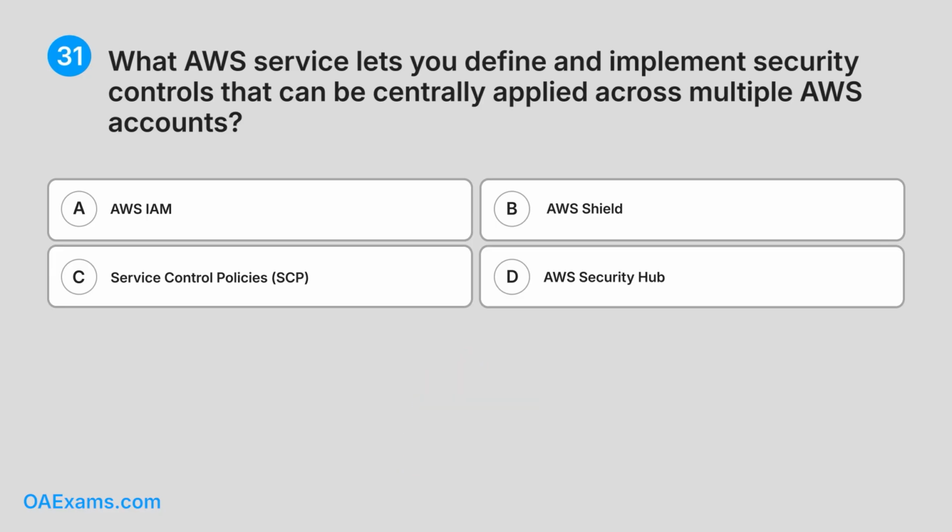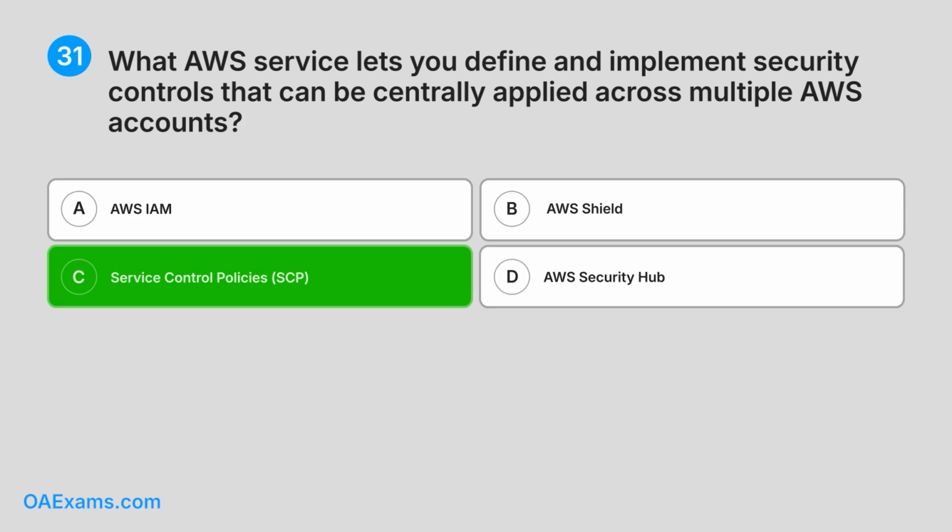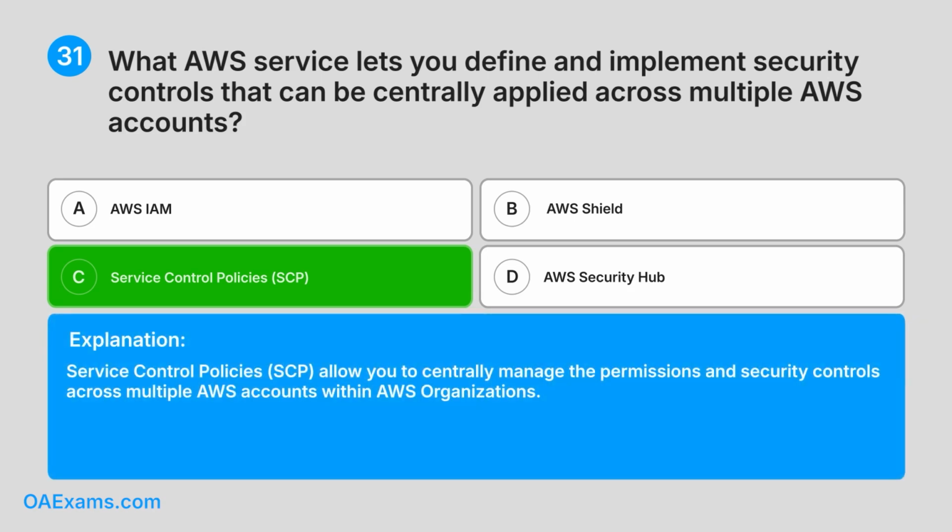Correct answer C. Explanation. Service control policies, SCP, allow you to centrally manage the permissions and security controls across multiple AWS accounts within AWS Organizations.